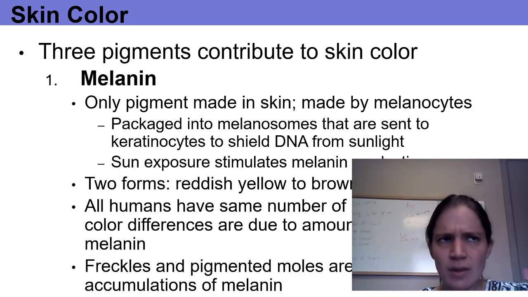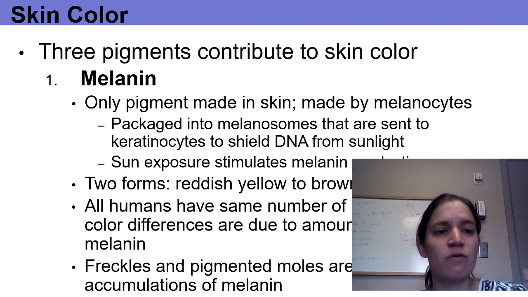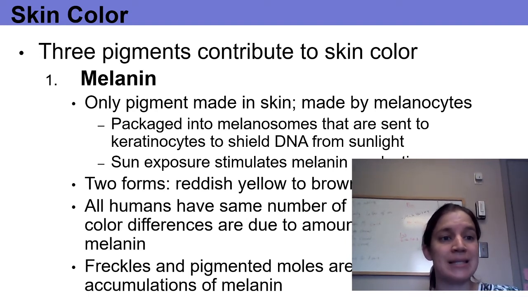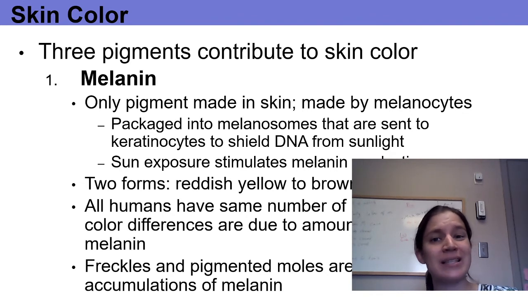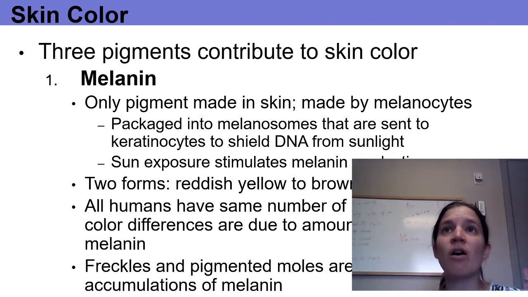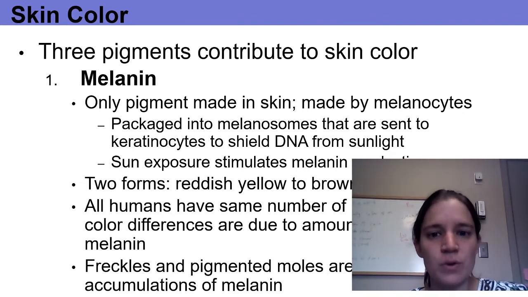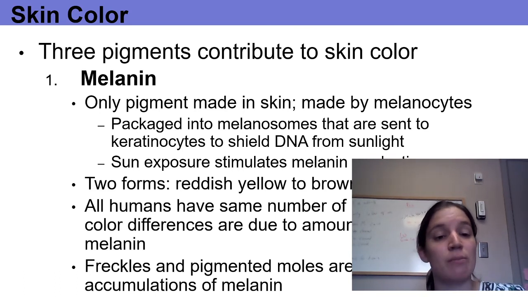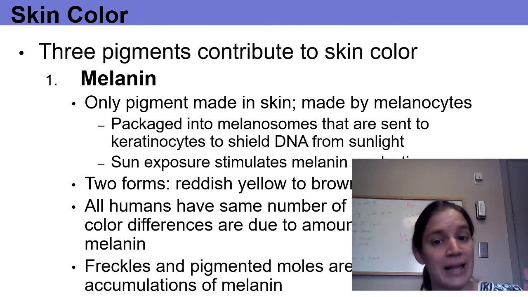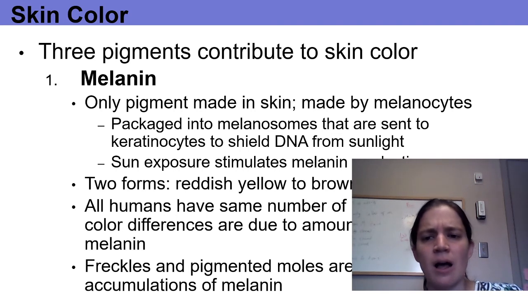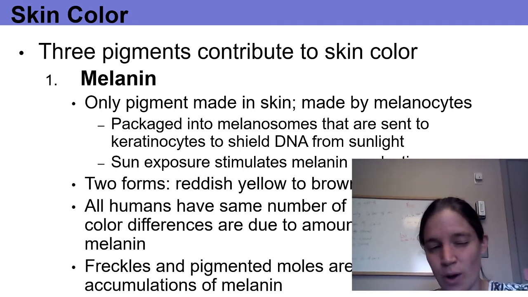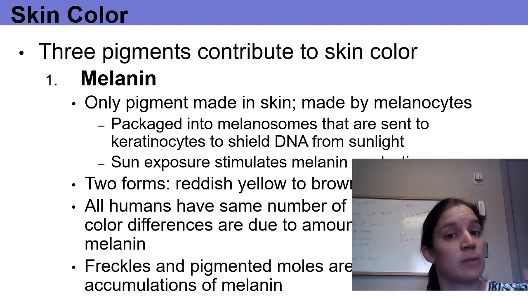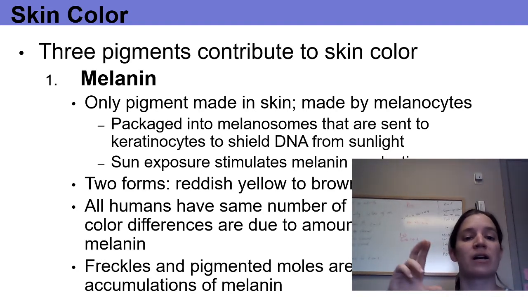Finally, so that was basically the structure of skin. Finally, we're looking at skin color. There are 3 pigments that contribute to skin color. They're not all from the skin, though. The only pigment that the skin actually makes is melanin. It's made by those melanocytes. They're at the base layer. Think about base layer of what? Dermis or epidermis? Right? It's the base layer of the epidermis, right? The base layer of the top layer of skin.